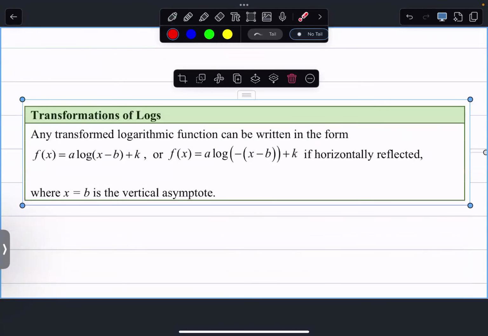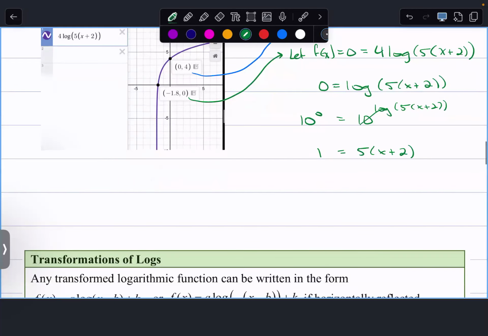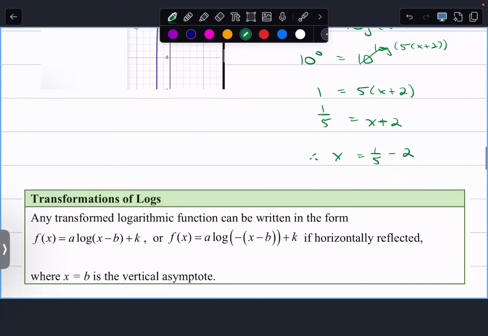So these guys cancel. 10 to the power of 0 is 1, is 5 times x plus 2. So x must be 1 over 5 minus 2. Use your calculator. 1 over 5 is 0.2, minus 2, and you get negative 1.8.